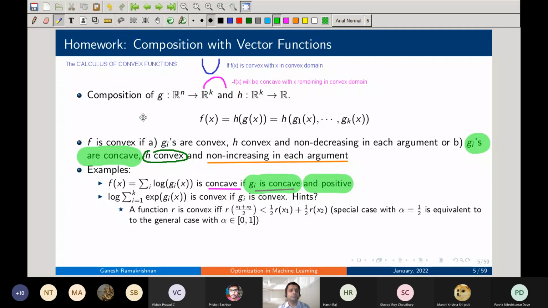If we take minus f of x, then it will be non-increasing in each argument and it will be convex. And since minus f of x is convex, then f of x will be concave. This is where we have to bring together the basic background I had set at the top. So the h is convex, and that here would correspond to minus log being convex and non-increasing.